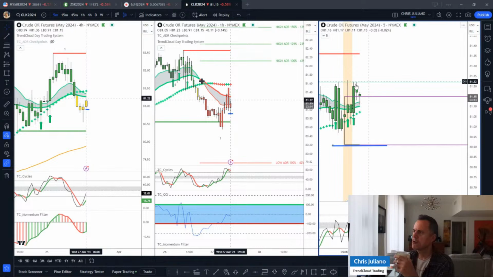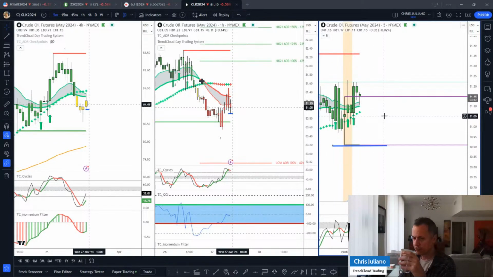We are trying to figure out this trade on crude oil here. If you're just showing up, almost at the open, we just missed.